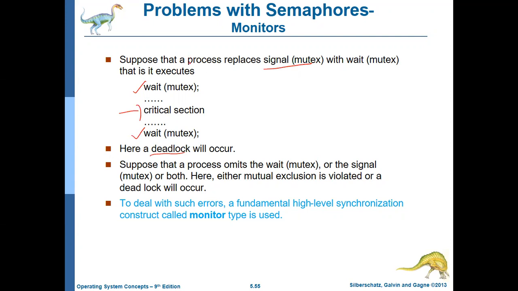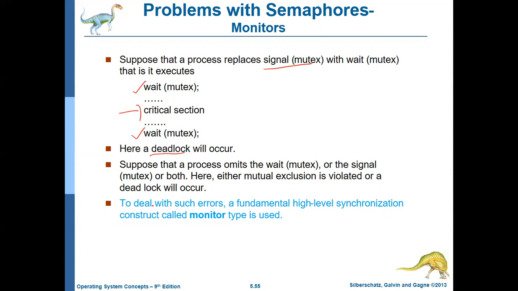Now, another one they have given over here is a process omits the wait or the signal or both. So this wait function is not called at all, or the signal function is not called at all, or both of them are not called at all. Then there's no use of synchronization. So there's no method involved in synchronization. So the mutual exclusion is of course violated and a deadlock may occur. So you can either have starvation or you can have deadlock. Both the issues can come.